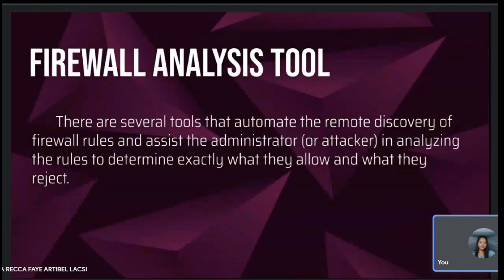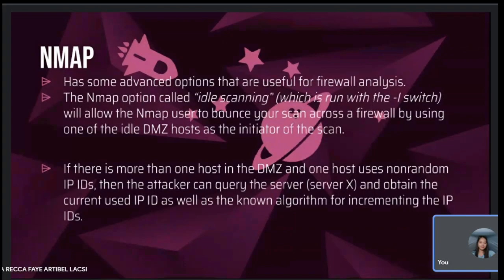Next is the firewall analysis tool. There are several tools that automate the remote discovery of firewall rules and assist the administrator or the attacker in analyzing the rules to determine exactly what they allow and what they reject. Like the last example, Nmap has some advanced options that are useful for firewall analysis. The Nmap option called idle scanning, which is run with the -sI switch, will allow the Nmap user to bounce the scan across a firewall by using one of the idle DMZ hosts as the initiator of the scan.